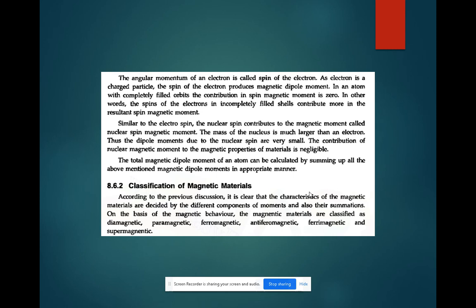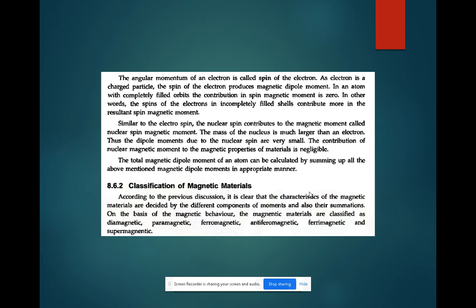So similar to electron spin, the nuclear spin also contributes to the magnetic moment, which is called the nuclear spin magnetic moment. The mass of the nucleus is larger than the electron, so the dipole moment due to nuclear spin will be very small. The contribution of the nuclear magnetic moment to the magnetic properties of the material can be neglected.